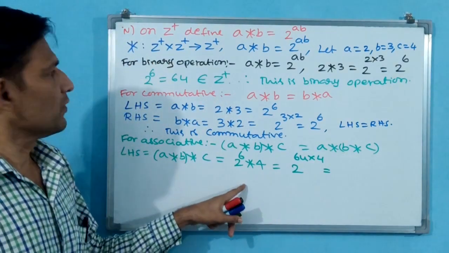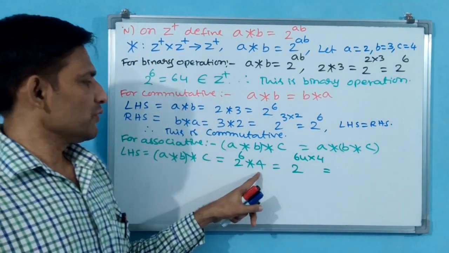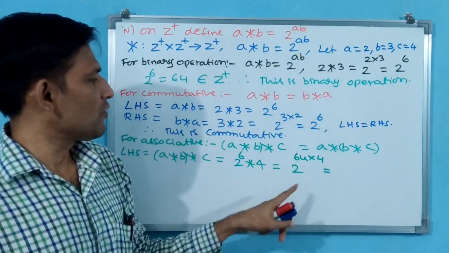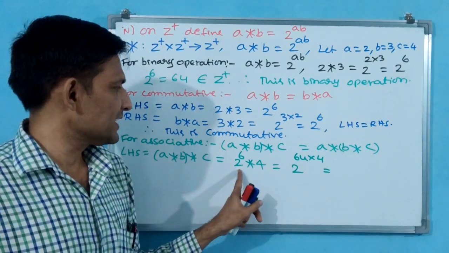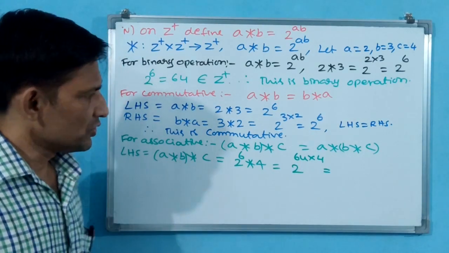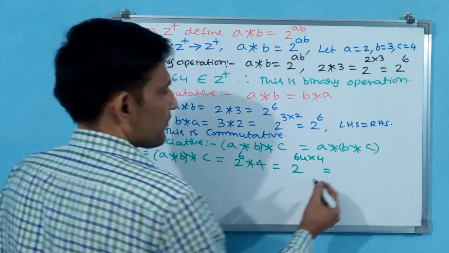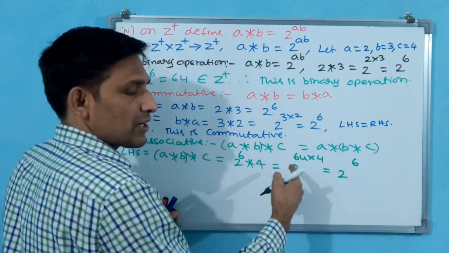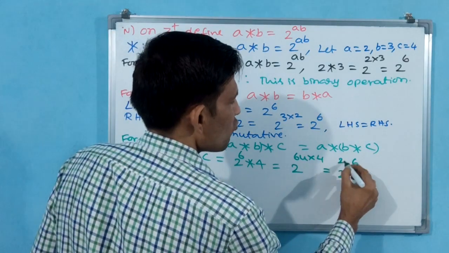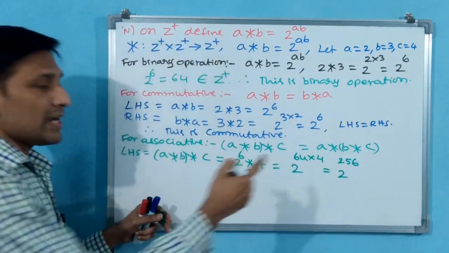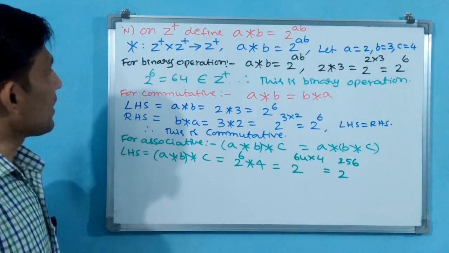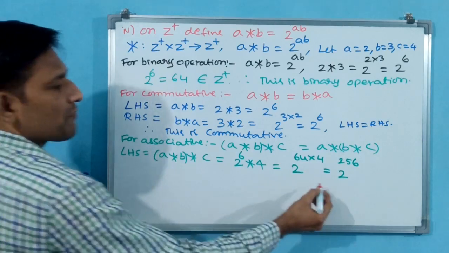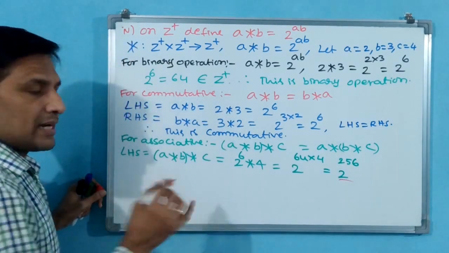2 power 6 is 64. We have already written here. 64 into C. If you want to remove this operation, then 2 power AB you have to keep. 2 power A is 2 power 6, B is 4. 64 into 4, how much will it come? 4 4s are 16, 4 6s are 24 plus 1, 25. 2 power 256 it is going to come. That is the LHS. Then go for RHS also. Because 2 power 256 this is LHS.